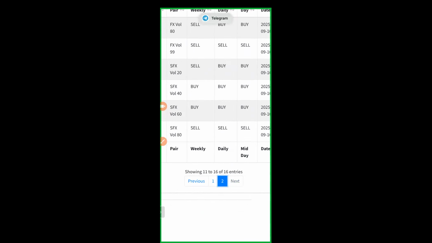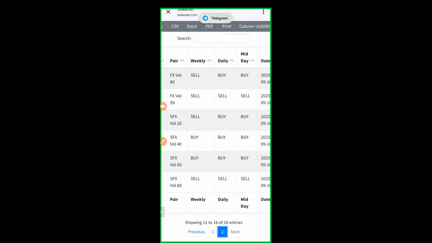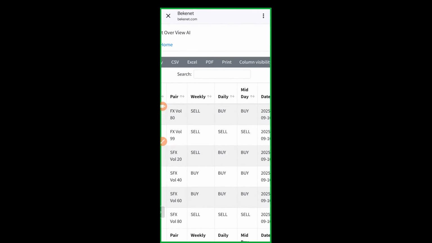So we have SF. Vol 80, sell, buy. Right? Vol 99, sell. Yes, I was on sell this morning on vol 99. You can see, right? Oh my God, this is amazing. This software is super amazing.